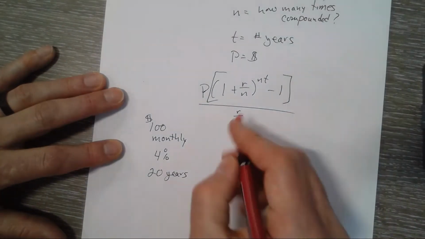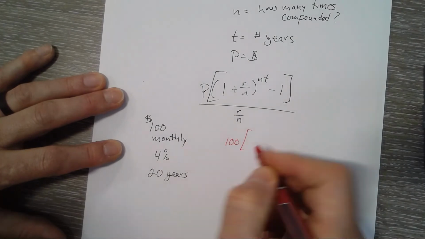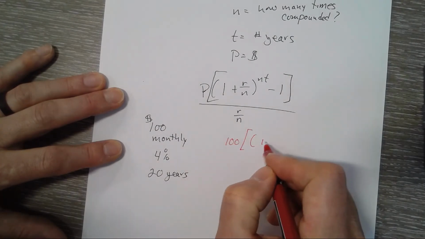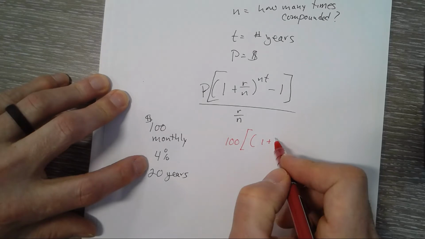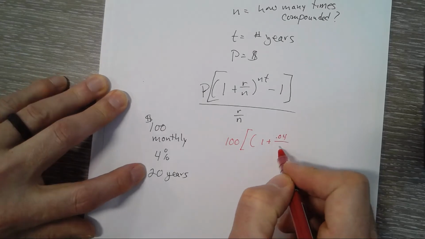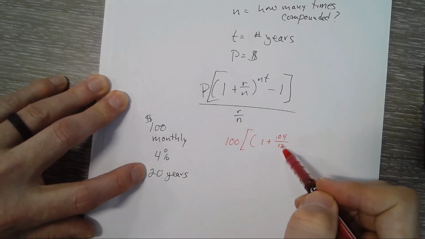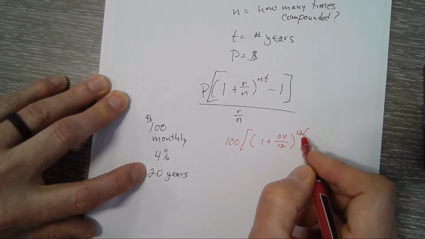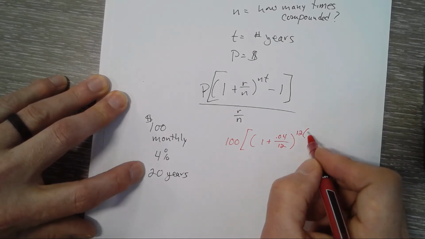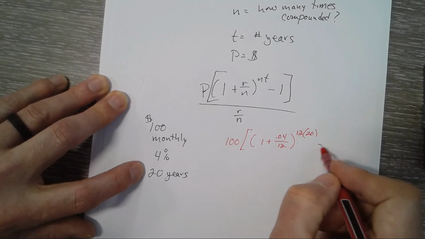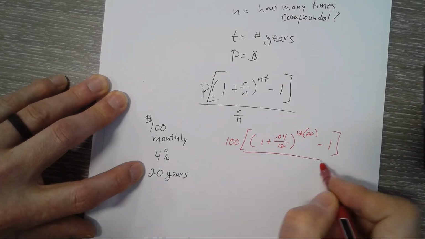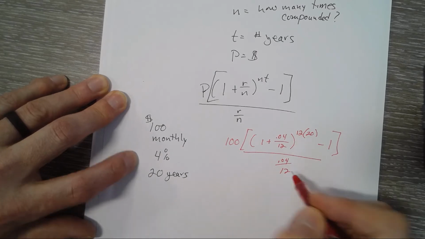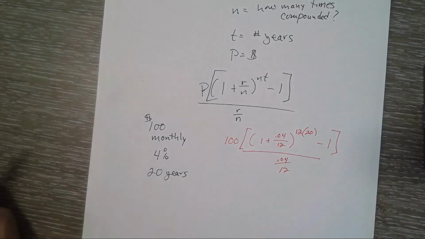So it would be 100. Probably the toughest part of this problem is entering all of this into a calculator. So 4% monthly, 12 months in a year, and 20 years. So that's our answer. So that's half of it.